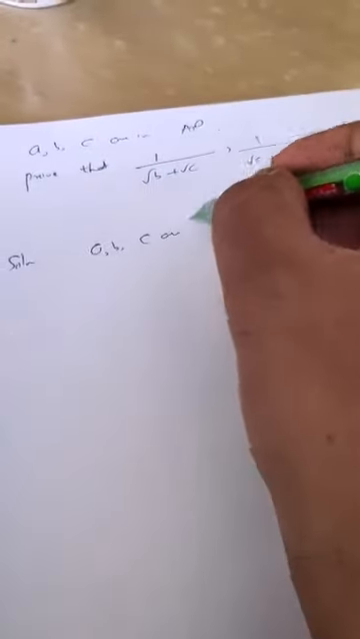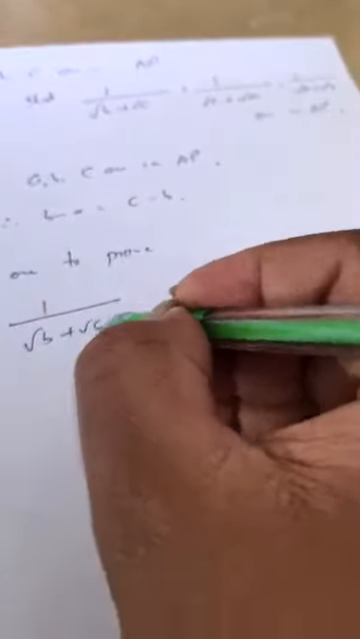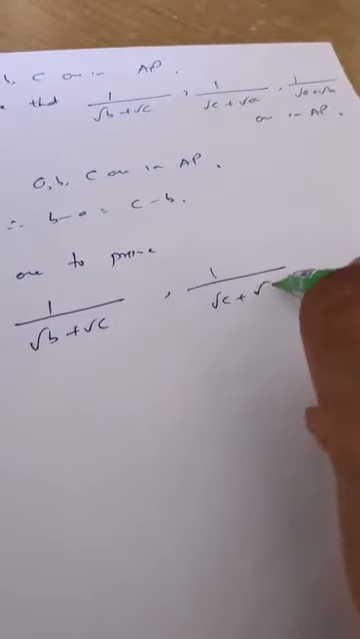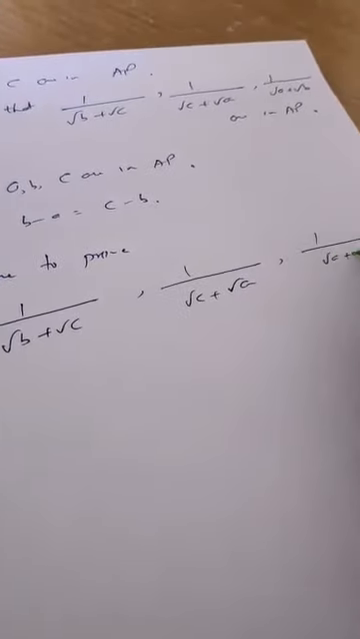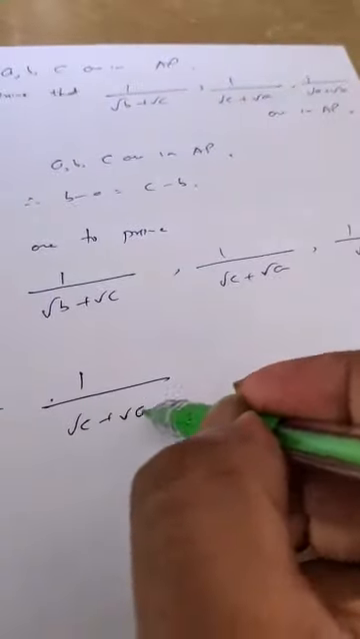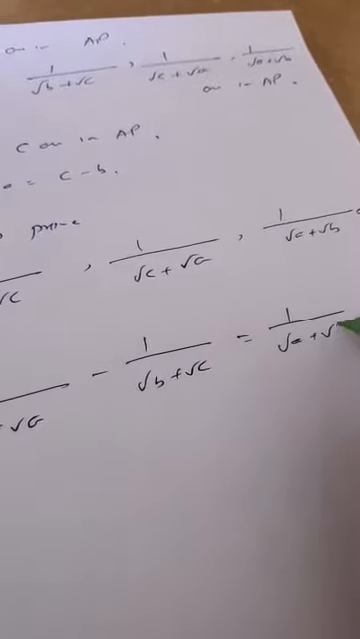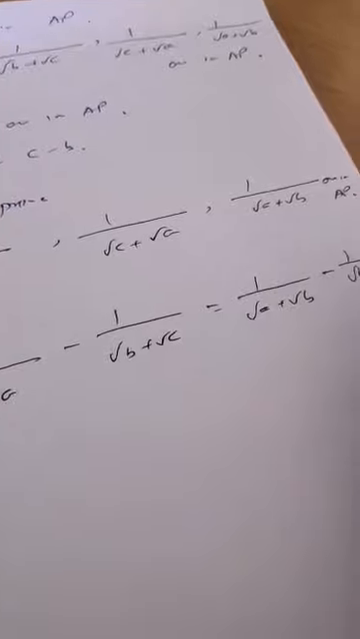A, B, C are in AP. Therefore, b minus a equals c minus b. We have to prove 1 by (root b plus root c), 1 by (root c plus root a), 1 by (root a plus root b) are in AP. That is 1 by (root c plus root a) minus 1 by (root b plus root c), equals 1 by (root a plus root b) minus 1 by (root c plus root a).